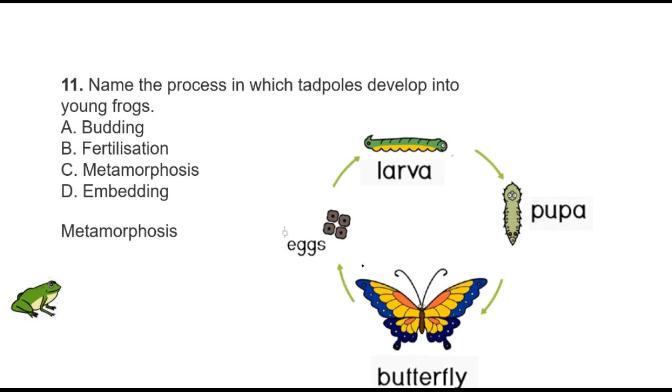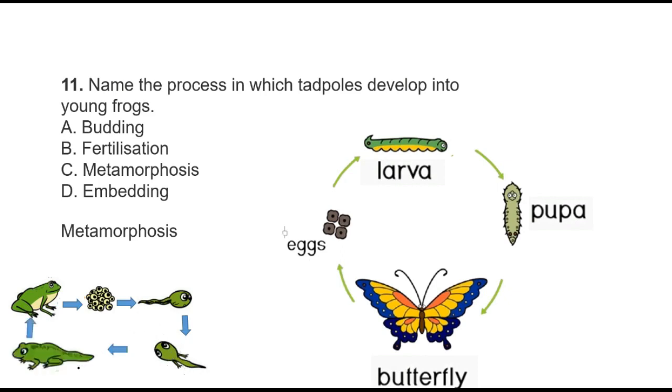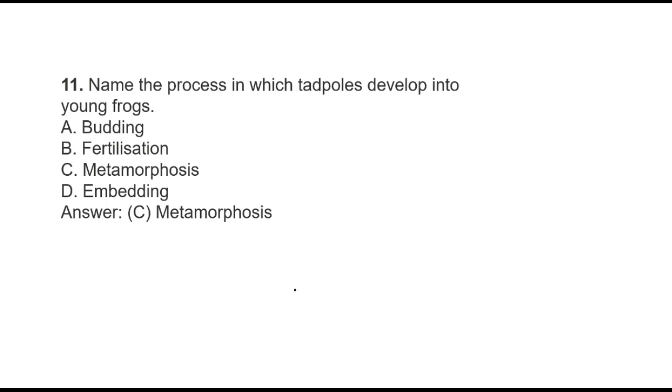It happens even in frogs. Generally, frogs lay eggs in water, the eggs are of this shape, and then this is what is called a tadpole. Our question is, name the process in which a tadpole develops into a young frog. The tadpole will slowly develop legs here, and then it becomes a young frog, and the cycle repeats. So what is the answer? Metamorphosis.